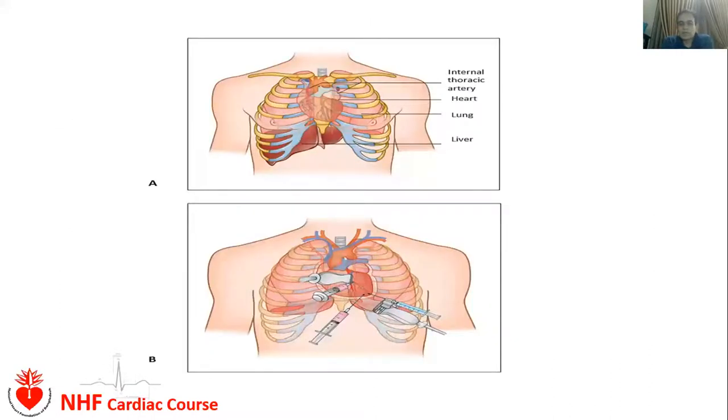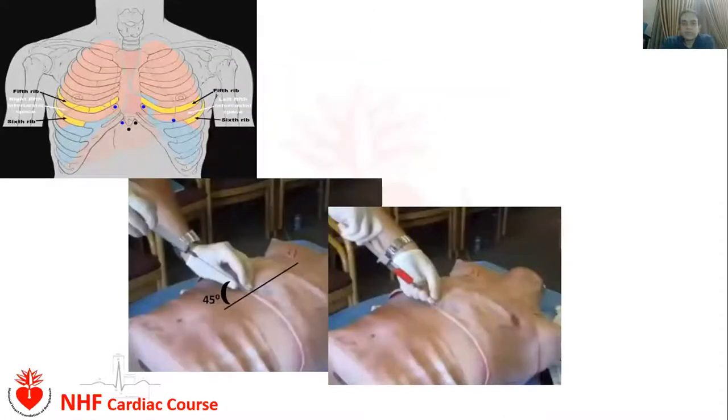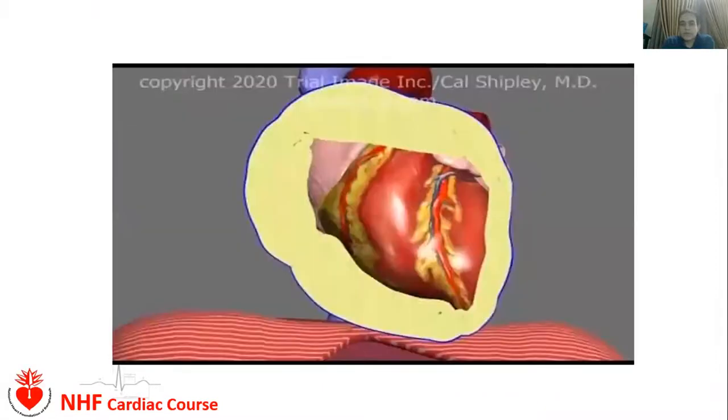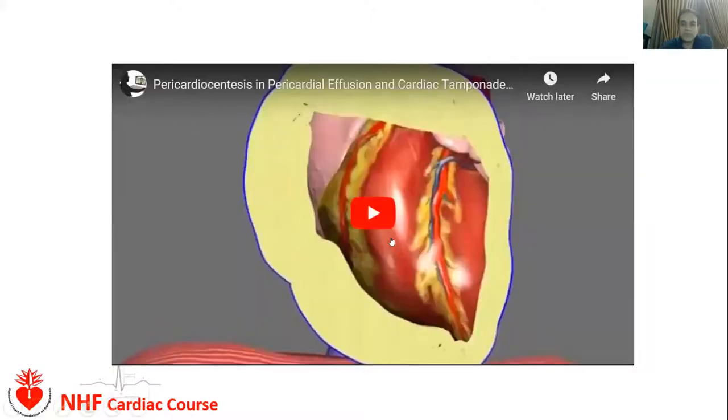A few slides on pericardiocentesis. We can see there are three approaches, the apical, the parasternal, or the subxiphoid. The subxiphoid is the commonest practice in our region. So we take the needle in a 45 degree angle and towards the left shoulder. Let me try to show this video. I hope it runs.